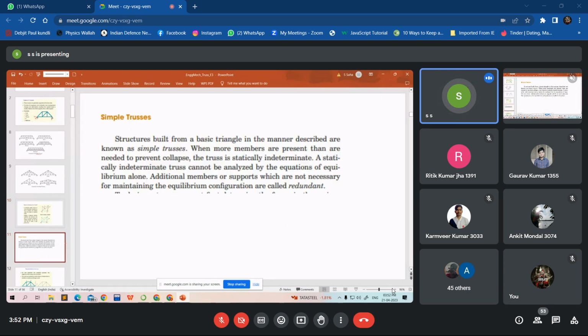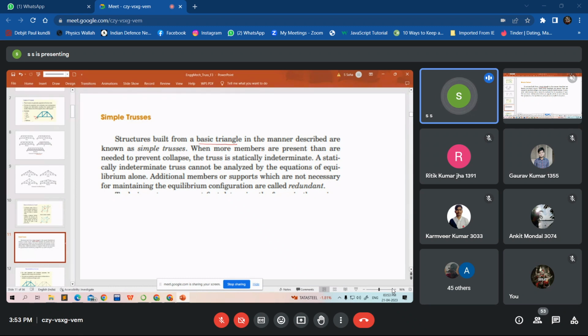So simple truss, what is a simple truss? A simple truss is built from a basic triangle. So basically you have this triangle as we have seen. Structures built from basic triangles in the manner described are simple trusses. When more members are present than needed to prevent collapse, then the truss is statically indeterminate. A statically indeterminate truss cannot be analyzed by the equations of equilibrium alone. Additional members or supports which are not necessary for maintaining equilibrium configurations are called redundant.